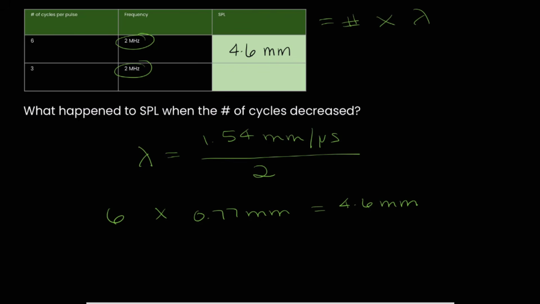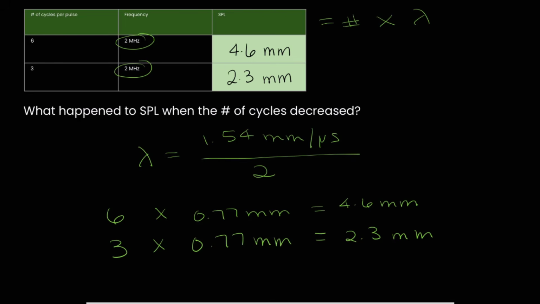Now the next one tells us that we have 3 cycles in our pulse. Multiply that by the wavelength that we calculated. And 3 multiplied by 0.77 equals 2.3 millimeters. So let's go ahead and fill our chart in with that information.